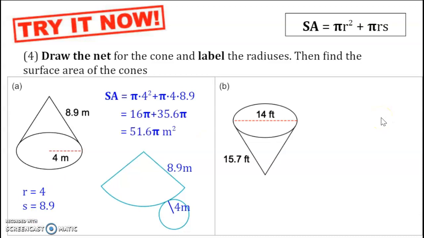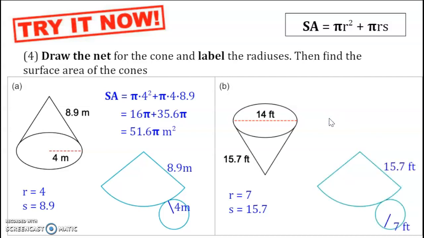Okay, let's look at the next problem. This time we're given the diameter, so we need to figure out the radius to be 7, and the slant height is 15.7. From there, plug it in, and draw your net so that you do not get the slant height and the radius confused. You should have gotten 158.9 pi feet squared.